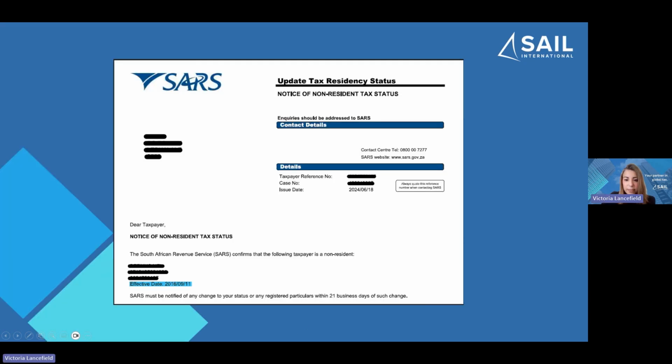Once you cease your tax residency, you will receive a confirmation letter from SARS. Here's an example of the tax non-resident confirmation letter. This document is crucial for proving your non-residency status to other jurisdictions. You can see it states the date at which you ceased your tax residency with SARS. That is highlighted in blue. In this case, it was the 11th of September in 2016. It is also important to note that it mentions that any changes in your status must be notified to SARS.